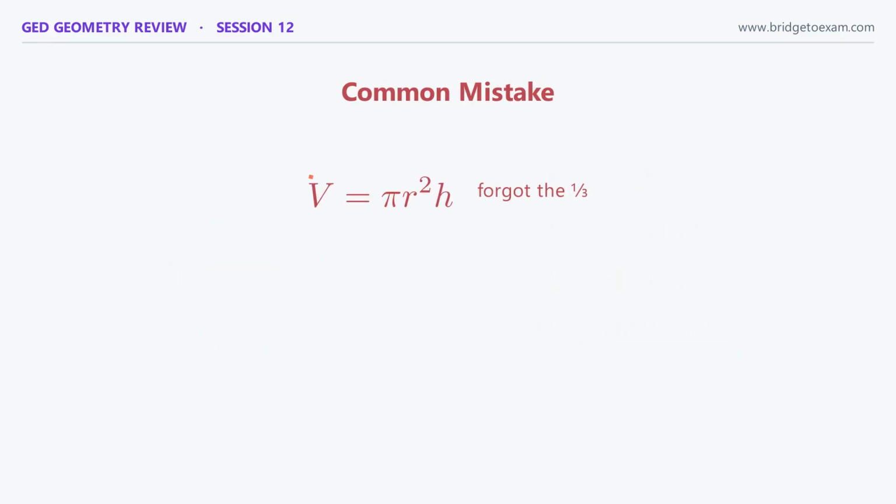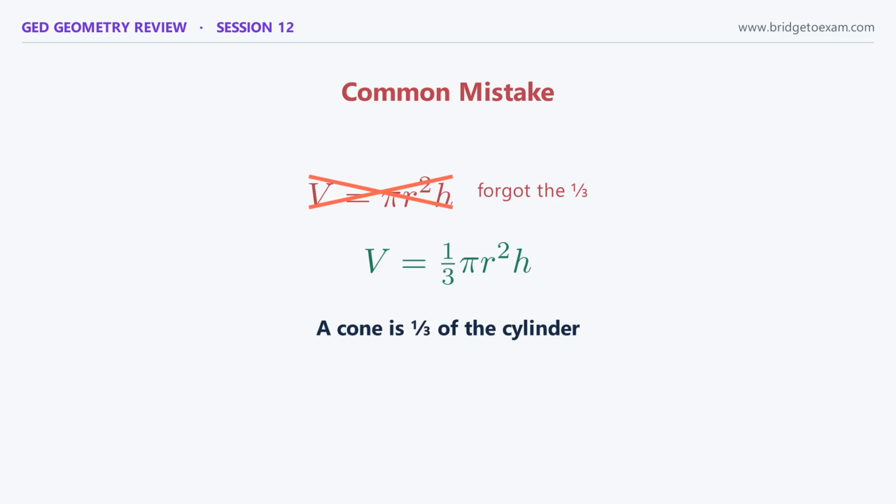The biggest mistake is solving a cone like a cylinder and forgetting the 1/3. If you compute the cylinder value and stop, your answer is 3 times too big. Always finish by dividing by 3.